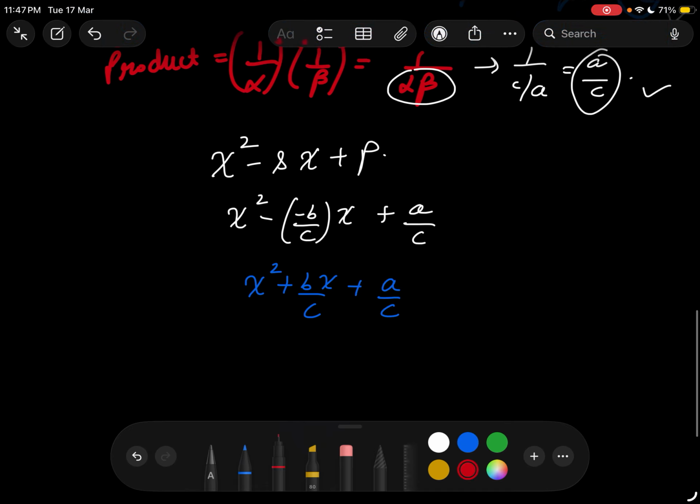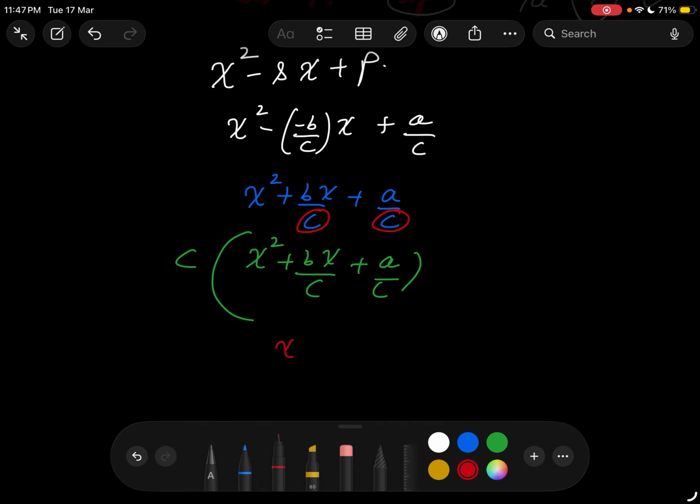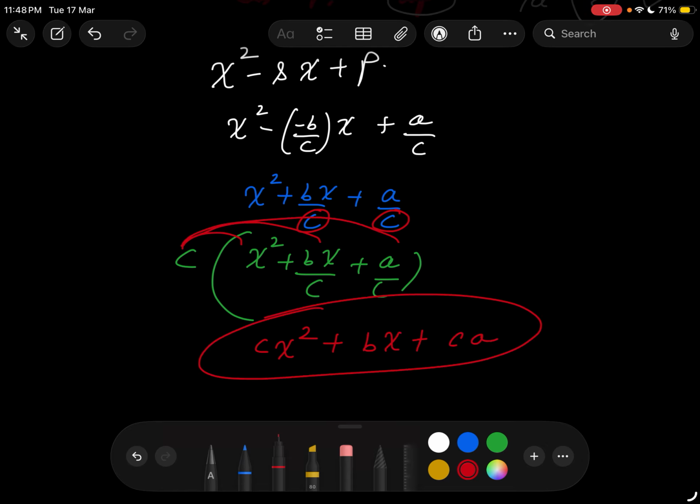Then whenever we have a denominator, we have to eliminate that denominator by multiplying with the same number. Here we have denominator c, so I will just multiply with c. So we get cx square. Then if you multiply this, c and c will be cancelled. Then if you multiply this, c and c will be cancelled. So we have this as the polynomial cx square plus bx plus a. It should be a there, not c. c and c cancelled, only a is left.